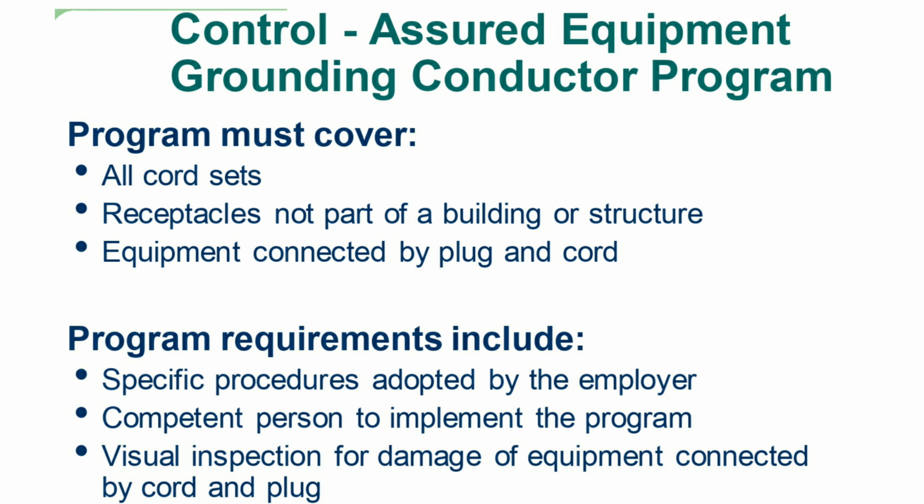Control: the assured equipment grounding conductor program must cover all cord sets, receptacles not part of a building or structure, and equipment connected by plug. Program requirements include specific procedures adopted by the employer, a competent person to implement the program, and visual inspection for damage of equipment connected by cord and plug.